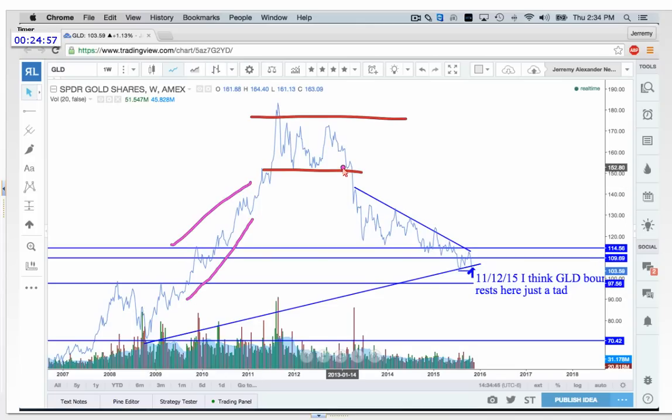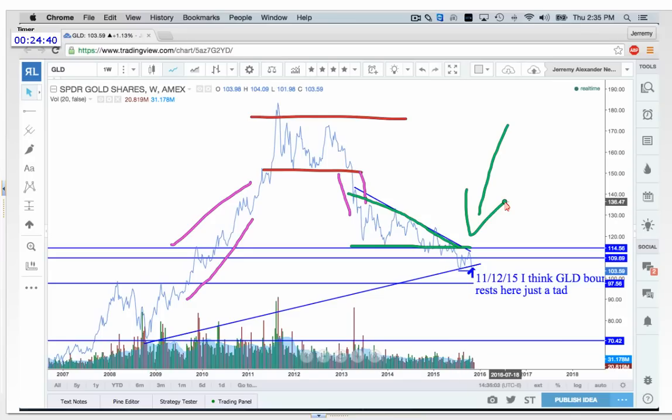And then this distribution phase broke bearish. Here is your public participation phase going down. This right here on gold is actually an accumulation phase. And that accumulation phase did not break bullish.